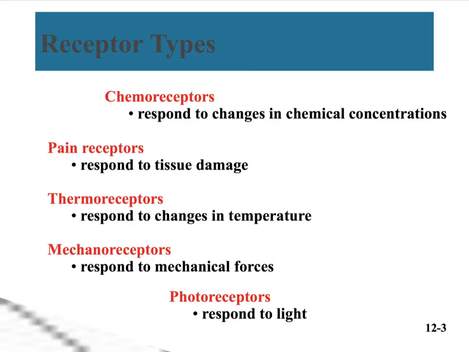Mechanoreceptors are responding to mechanical forces, like when we touch something. And then our photoreceptors respond to light. And those are only located in our eyes. And actually, I should take that back, also in our pineal gland.